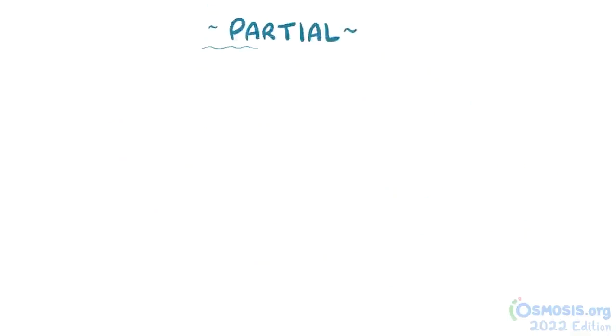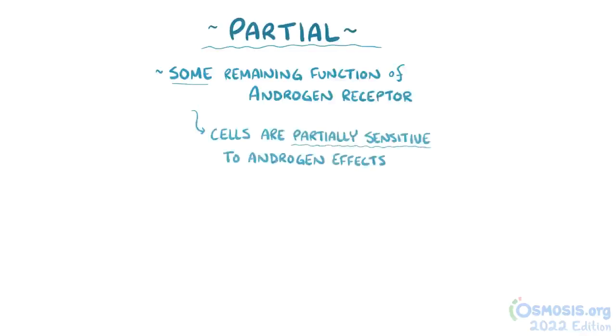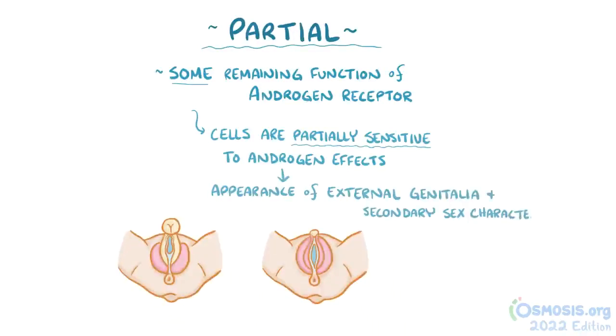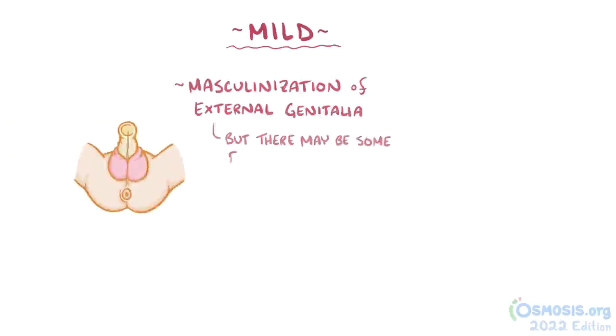In partial androgen insensitivity, there's some remaining function of the androgen receptor, so the cells and tissues are partially sensitive to the androgen effects. As a result, the appearance of the external genitalia and secondary sex characteristics varies widely, usually with a mix of masculine and feminine features. Finally, in mild androgen insensitivity, there's masculinization of external genitalia, but there may be some female secondary sex characteristics.